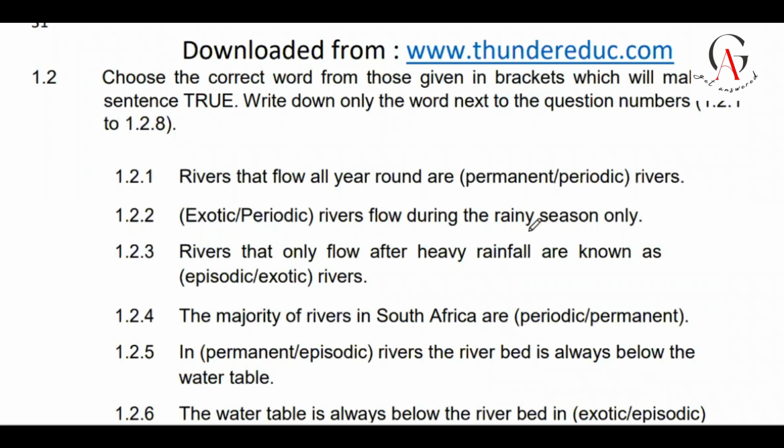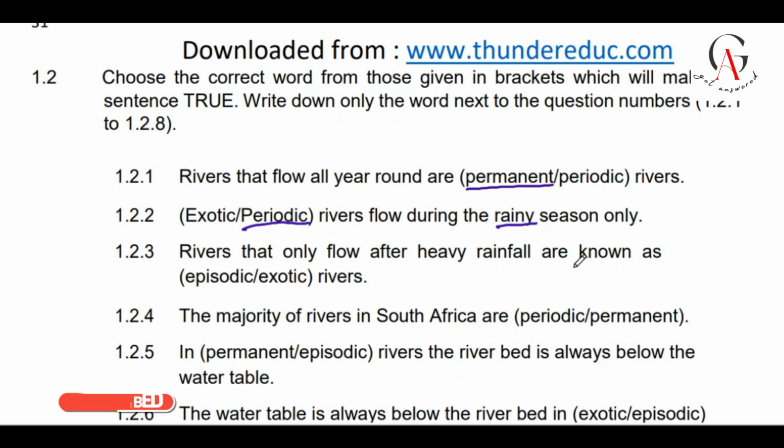So 1.2.1, they say rivers that flow all year round, all year means all the time, are going to be referred to as permanent rivers, because permanent means it is always going to be there. Then exotic rivers, periodic rivers flow during the rainy season, which means this would be the periodic rivers. They are periodic because they flow in a given period of rain. That's why they are not like the permanent rivers. Permanent rivers do not have a season. They flow all the time. But periodic, they have a certain period when they're supposed to flow.